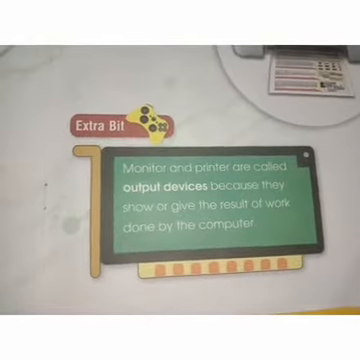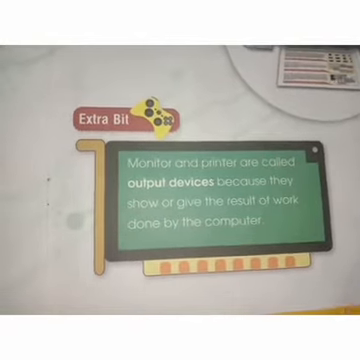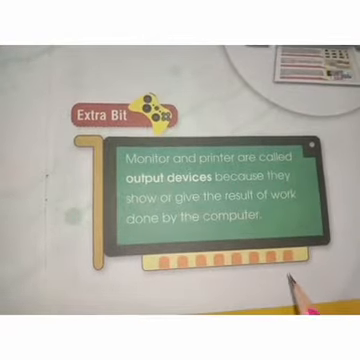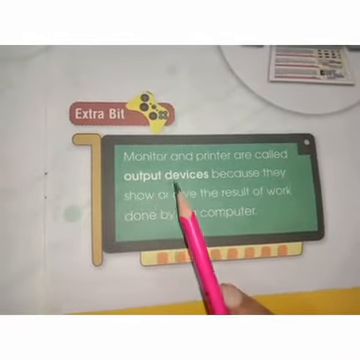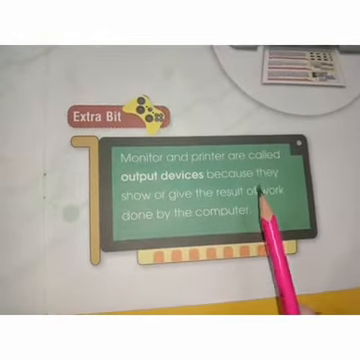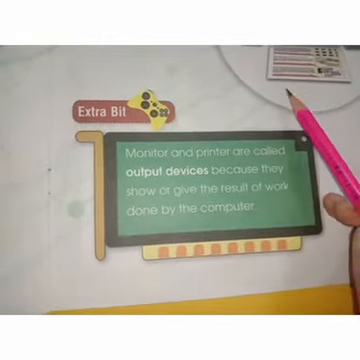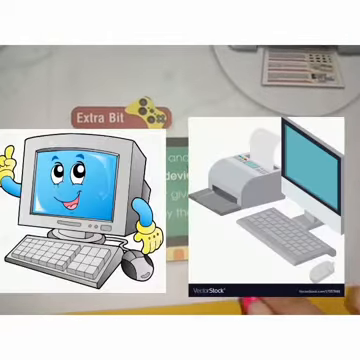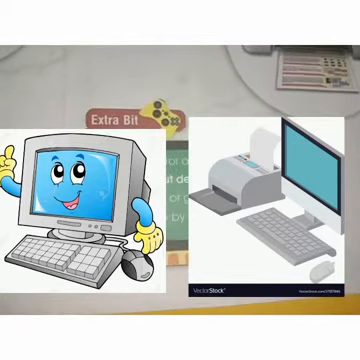Students, as we learned, mouse and keyboard are used to give instructions to the computer, and we can see all the instructions on the monitor, and we can see our work on paper with the help of the printer. So monitor and printer are called output devices because they give us the result.